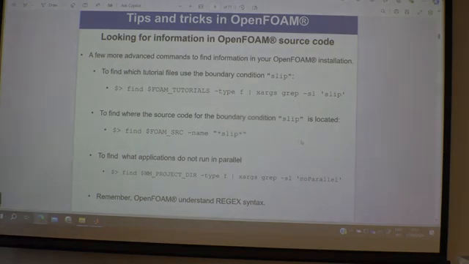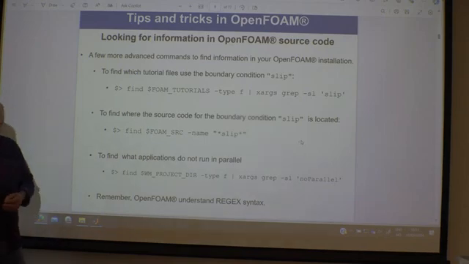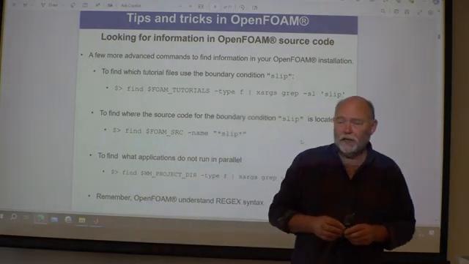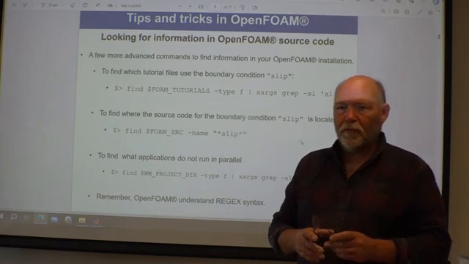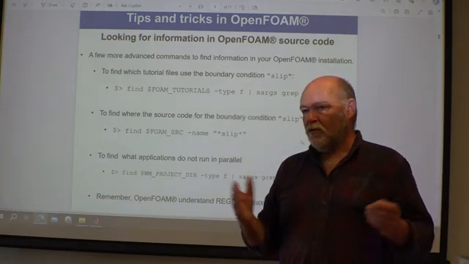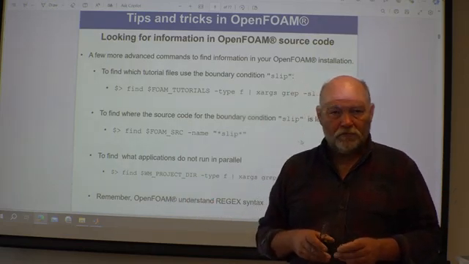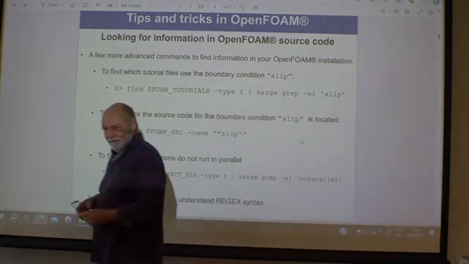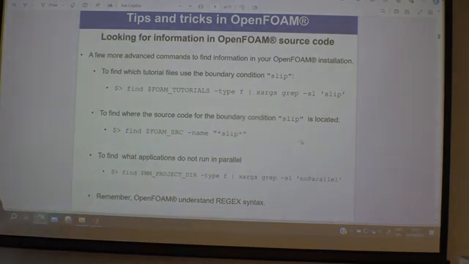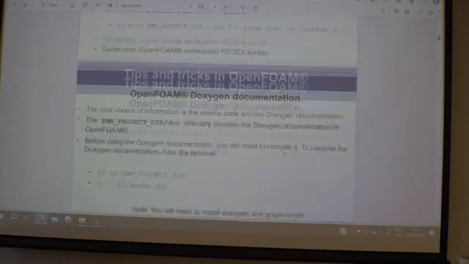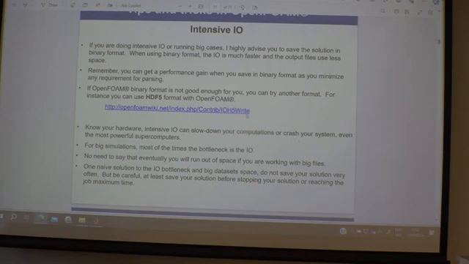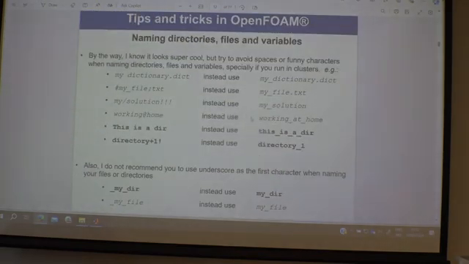Looking inside the source code, we haven't discussed that one yet. I hope that we have time in this class to do some C++ programming, create your own version of an OpenFOAM executable. Everybody knows C++. That's good. So we'll see whether we can do that later. The Doxygen documentation, we haven't had that much use for it, and I don't think we will. Not so important.